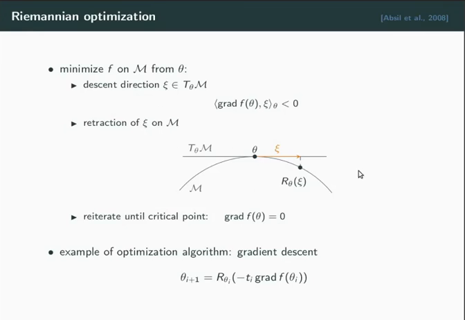And as for any optimization algorithm, the goal is to reiterate the procedure until we find some critical point for which the gradient is small enough. So a very simple example of an optimization algorithm is the gradient descent, where the descent direction is taken as the opposite of the gradient multiplied by some step size t_i, which can be computed with a line search, for instance. Okay, so that is all for the theoretical part.